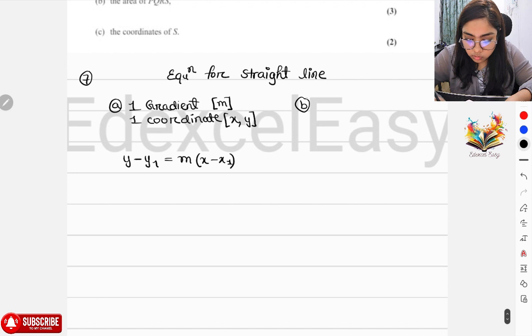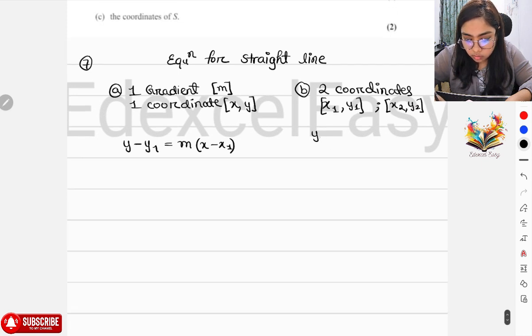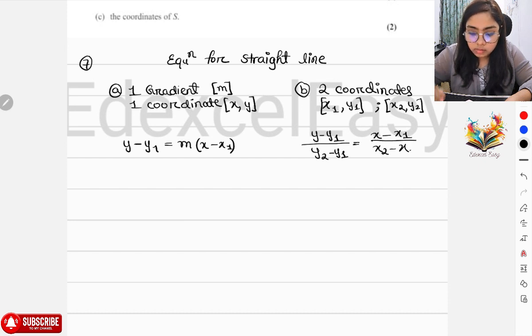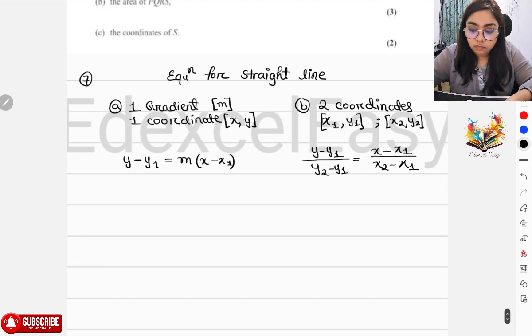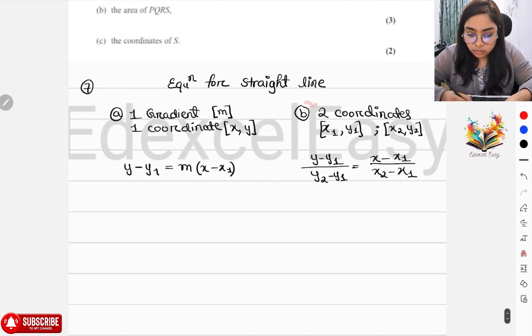And another format is that if you are given just 2 coordinates, that means either x1, y1 or x2, y2, then you can use this equation also: y minus y1 divided by y2 minus y1 is equal to x minus x1 divided by x2 minus x1. This is the formula that you can use again. So these are the two formulas that you can follow in order to calculate the equation for a straight line.